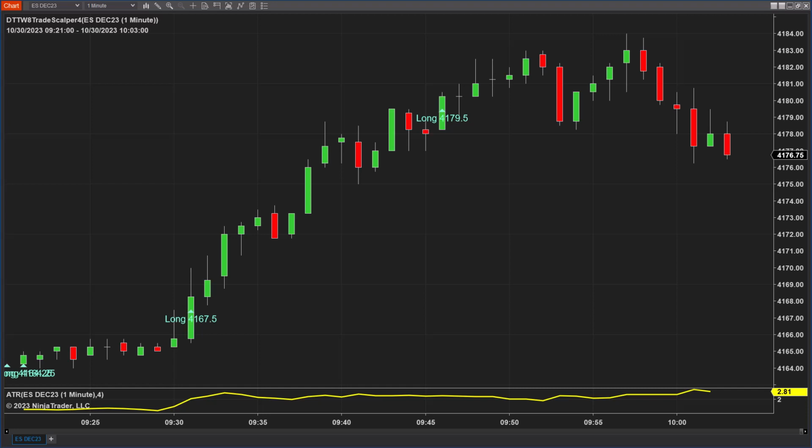We're going to look at some signals using the Trade Scalper method, the signals that have just occurred as well as some future signals, so you can make a decision whether or not there should be any buying or selling in the market of your choice. We're looking at the E-mini S&P.